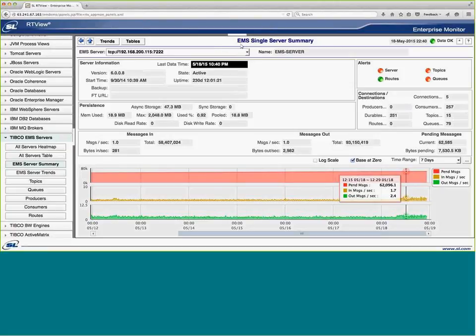So here's a screen that gives us a summary view of this EMS server. We can see how well connected this server is to the rest of the EMS and to the other IT functions. We get the number of consumers and the number of queues and topics. Down here we've got the trend charts that show us the pending messages plus the in and out message rate. We will be able to understand the behavior of this. Now we're looking here at the 7-day period. That's a very common period to look at so that we can understand at a weekly level what the demands are on the EMS system.